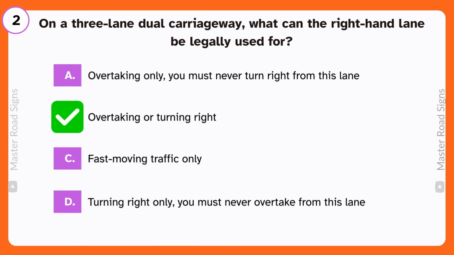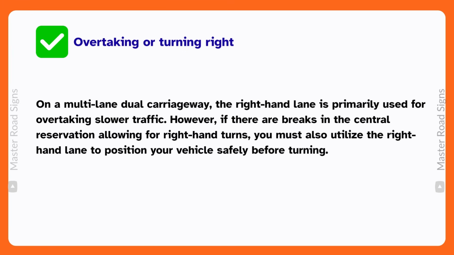Correct answer is option B. Overtaking or turning right. On a multi-lane dual carriageway, the right-hand lane is primarily used for overtaking slower traffic. However, if there are breaks in the central reservation allowing for right-hand turns, you must also utilise the right-hand lane to position your vehicle safely before turning.